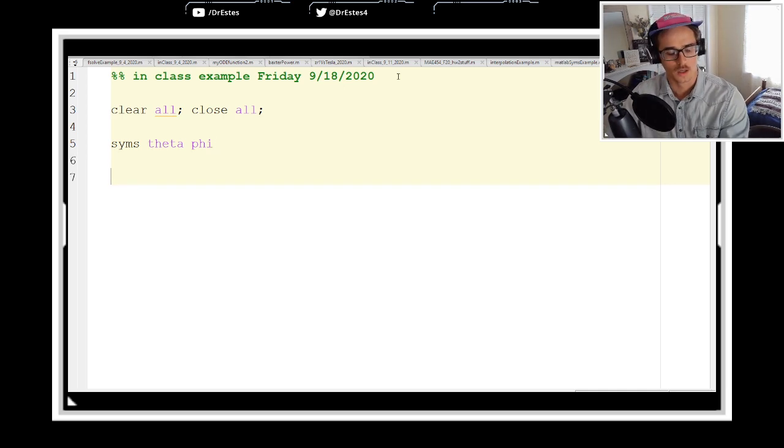So the way to initialize symbols in Matlab is you use the syms command. And this matrix was a function of theta and phi. So I'm going to define this matrix E321. I'm calling it 321 because it's in terms of the 321 Euler angles. And I'm defining the inverse of the 321 matrix first. So let me show you what I mean.